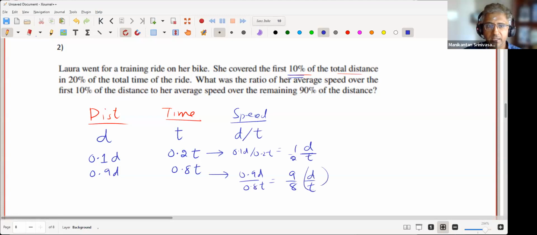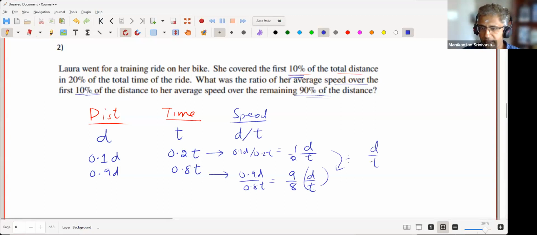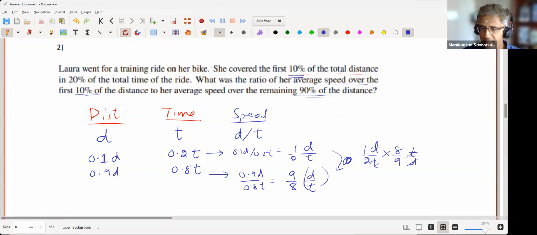Now, what is he asking? What is the ratio of her average speed over the first part to the remaining? So essentially this divided by this. Which means 1/2 of D by T, and I'll multiply by the reciprocal of this, 8/9 of T by D. So D and T will get cancelled, leaving 4/9. This is clear? All of you okay with this?